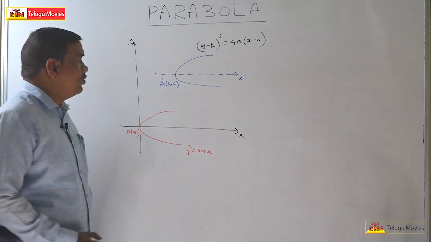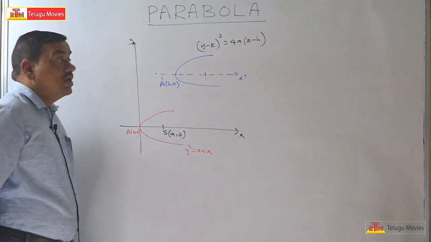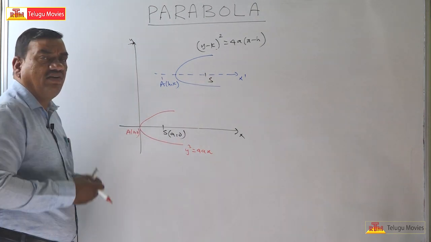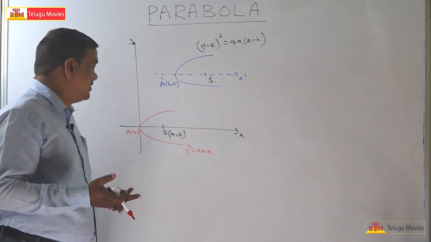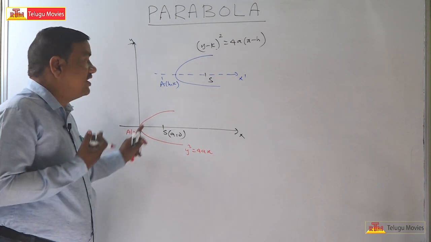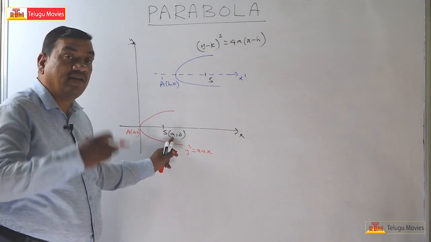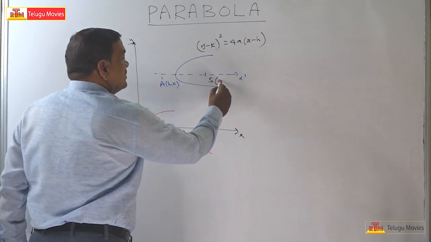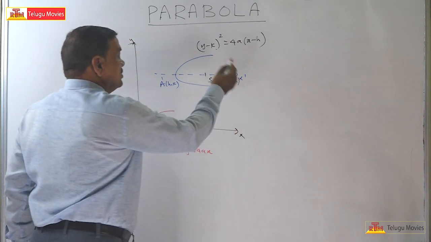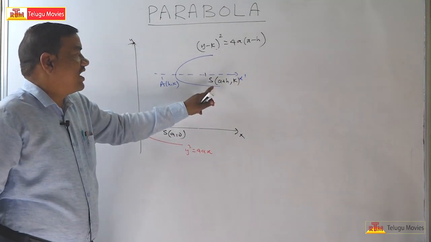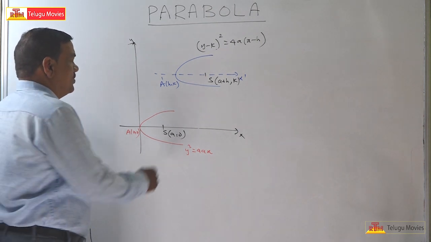Okay, now coming to the focus. What is the focus here? S is (a, 0). Everything will get an increment. The x-coordinate gets the increment h, and the y-coordinate is 0, with an increment k. Here a gets the increment plus h. Therefore your focus is (a plus h, 0 plus k). So the focus of this parabola is (a plus h, k). Understand? Everything is like that only.